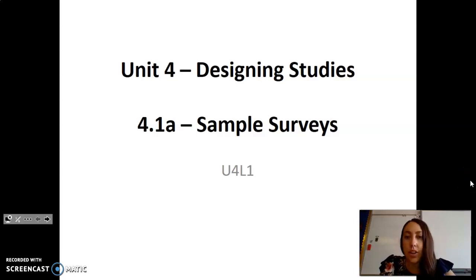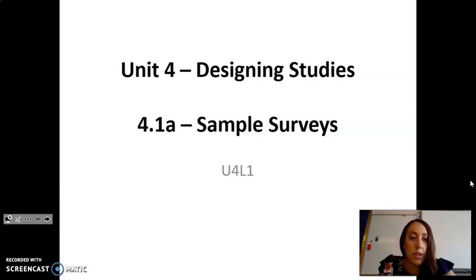Hi guys, we are starting Unit 4 today. Unit 4 is a little weird because there's no math involved. So we talk about designing studies. Basically, how do you design a study where you can gather data that you can use for statistics?